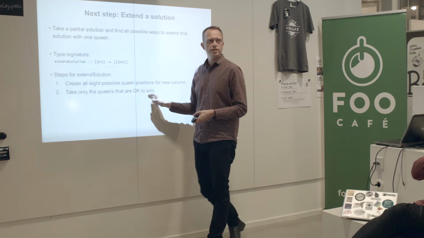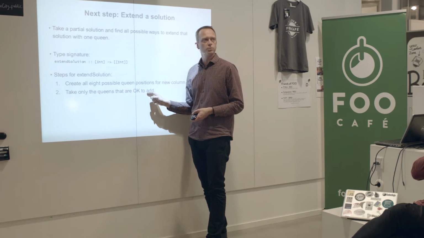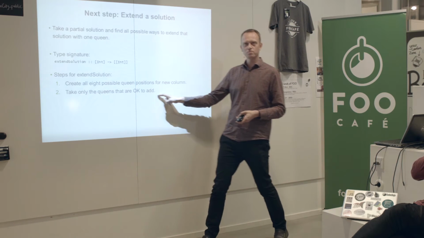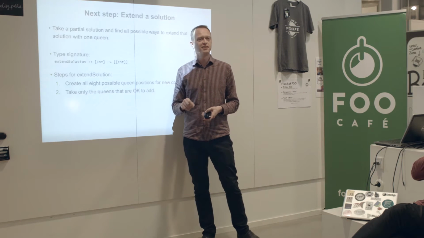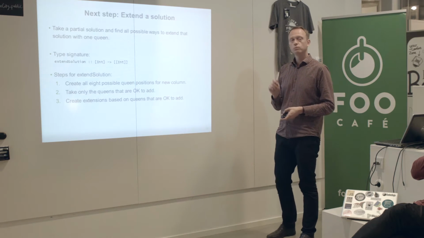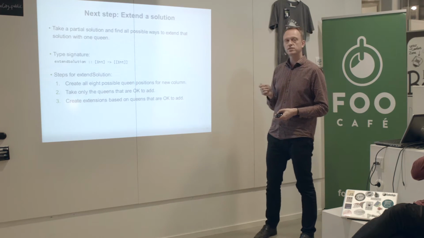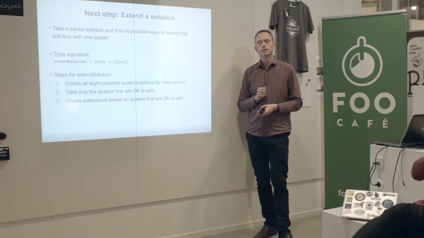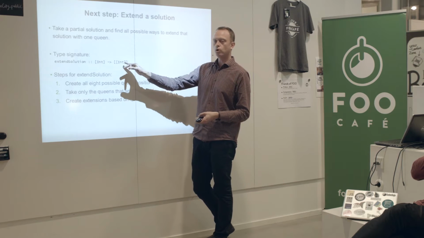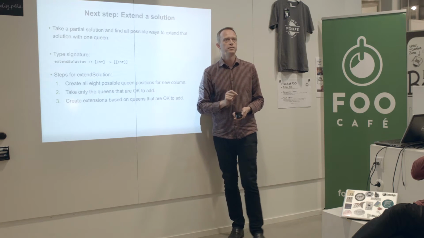So here we can immediately see that this is where we're going to use the predicate we wrote in the previous exercise. Can anyone see what pattern this would be? Not yet? Okay, I'll come back to that. And 3, we want to create extensions based on queens that are OK to add. So for all of the queens that we get from this step, we want to create a new partial solution with that queen added.